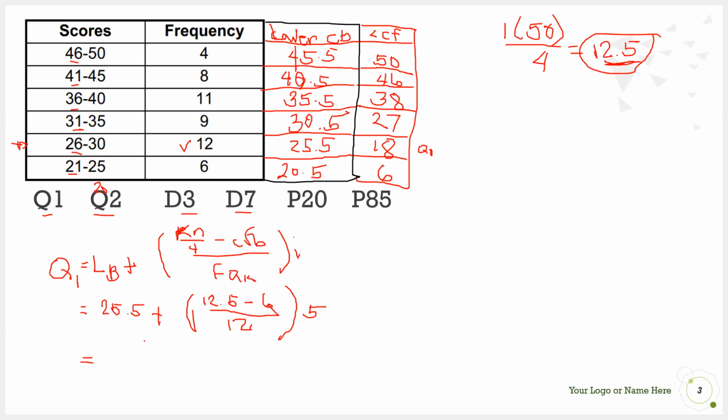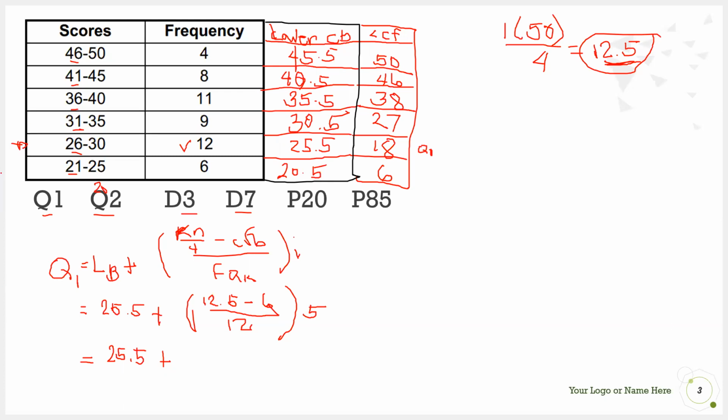So unahin muna natin, this is 25.5. Unahin muna natin ang side na to. So that's 12.5. Calculator, that's 12.5 minus 6. That will be 6.5 divided by 12 times 5.